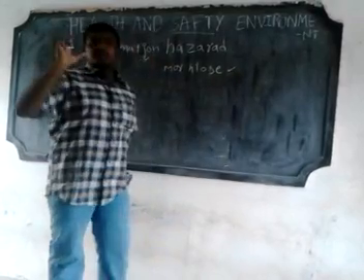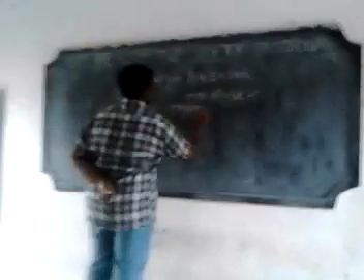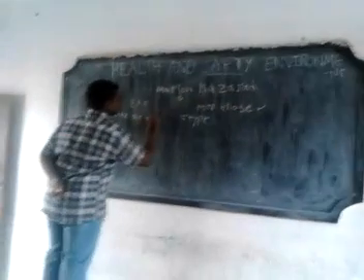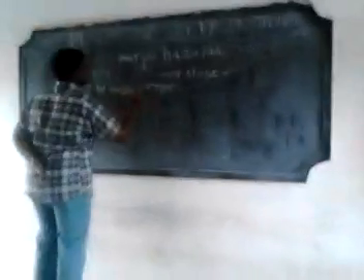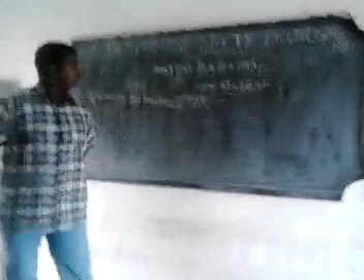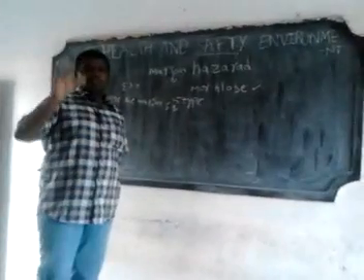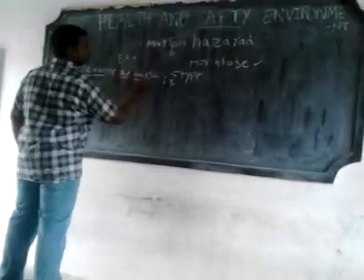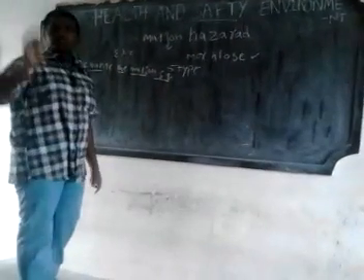We can eliminate this hazard in 5 ways. First one is to change the machine equipment. For example, if one JCB has a lot of noise, then you have to change the part which is making the noise. That's why the first thing is to change the machine equipment. Equipment is nothing but a part.